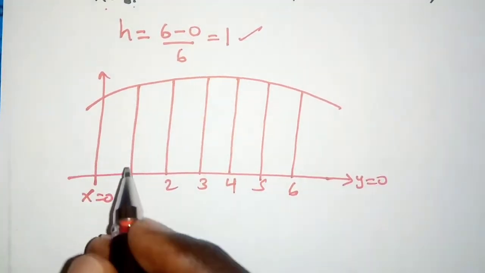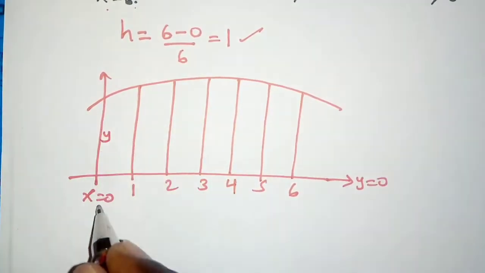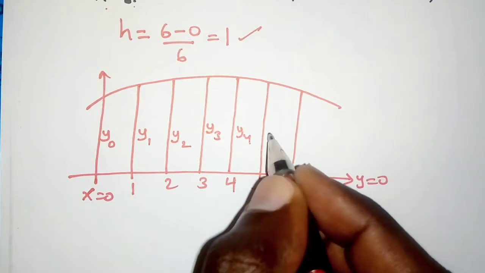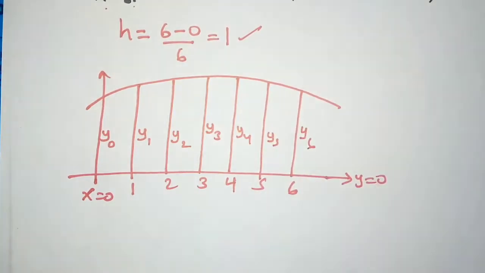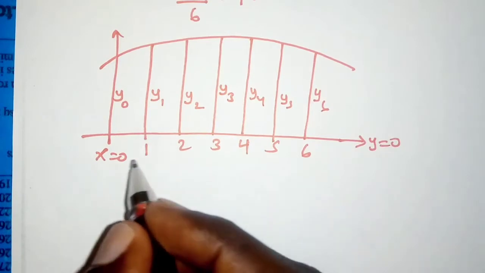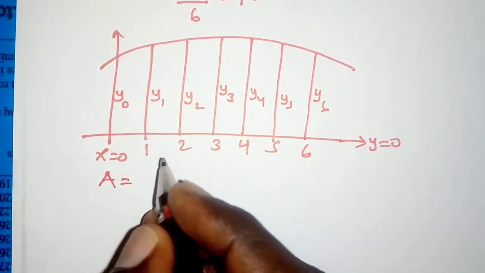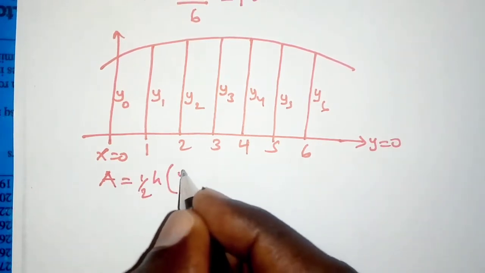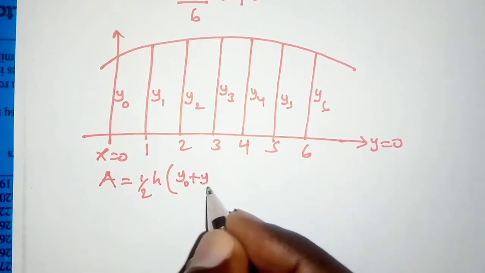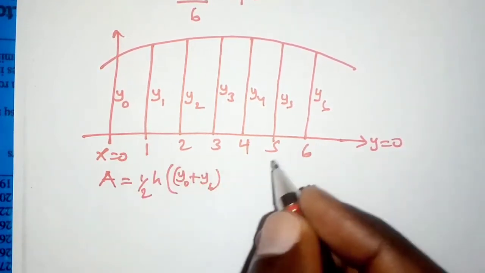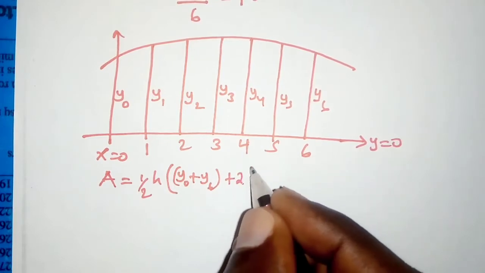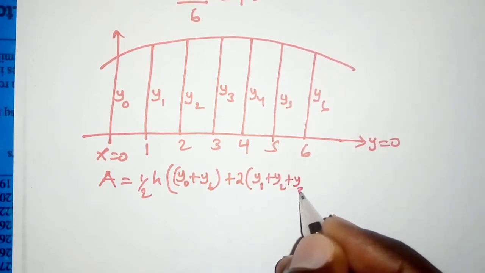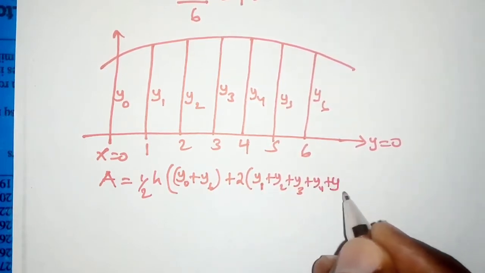So in the trapezium rule, we are going to get these values: y0 when x is 0, y1, y2 when x is 2, y3, y4, y5, and y6. So we'll consider that in the formula. Area is equal to a half h into the first value of y plus the last one, and then the ones in between will be doubling, so we multiply by 2, y1 plus y2 plus y3 plus y4 plus y5.